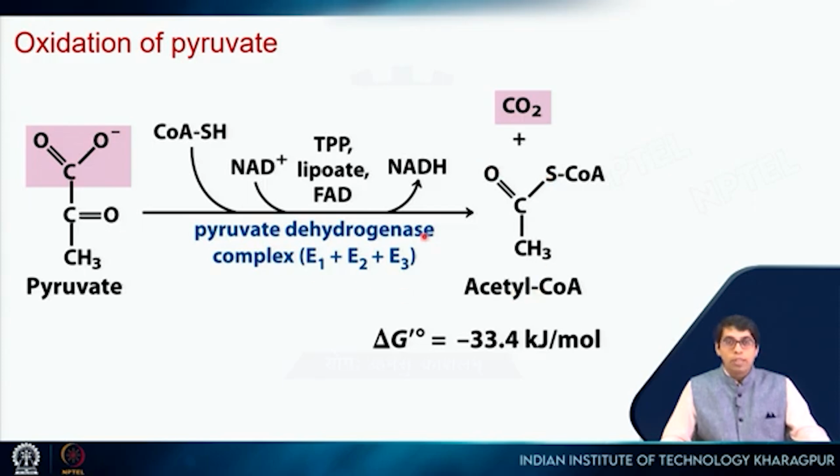Now, pyruvate dehydrogenase is the enzyme complex which catalyzes this reaction, and it consists of 3 different enzymes termed as E1, E2 and E3. And these 3 enzymes use all these different cofactors. So, there is coenzyme A which becomes acetyl coenzyme A. There is NAD plus which becomes NADH, so it accepts the electrons. There is TPP, there is lipoate and there is FAD which will become FADH2 and then it will get reduced to FAD. So, 1, 2, 3, 4, 5 different cofactors are used by these 3 enzymes in this enzyme complex.